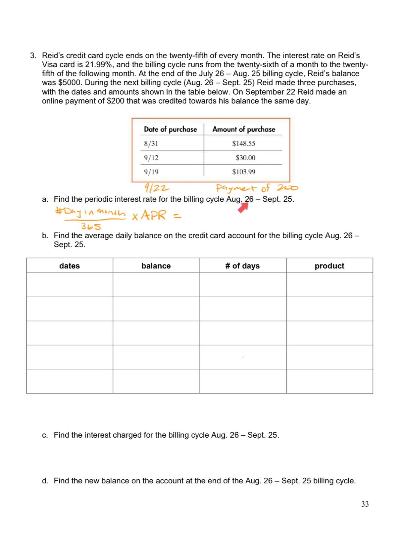So count on my fingers. Include the 26th of August, and we include September 25th as well. So the 26, 27, 28, 29, 30, 31 is 6 days. So there's 6 days in August plus 25 days in September. That's 31 total days. So 31 over 365 times the APR as a decimal, which is 0.2199.